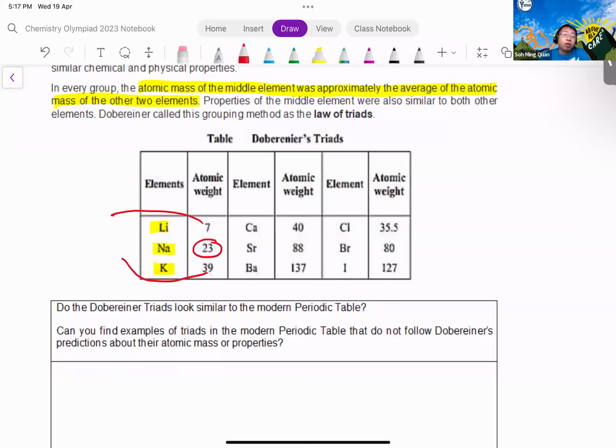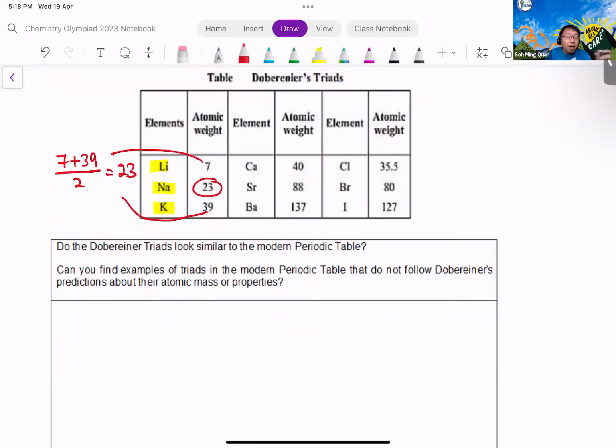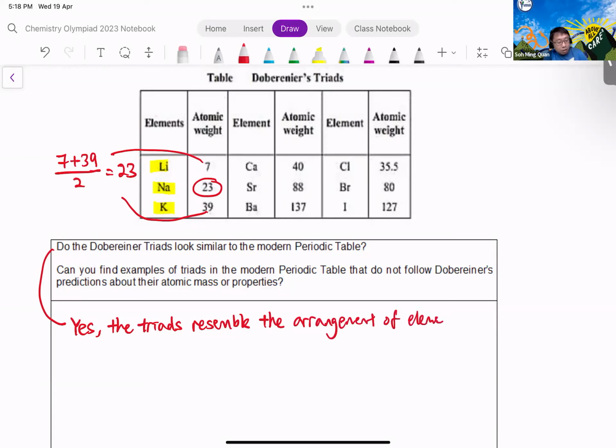So you realize that lithium, sodium, potassium, it formed a triad. Then you had calcium, strontium, barium. Then you had chlorine, bromine, iodine. They kind of form a triad. So of course, now with the benefit of hindsight, if you look back, do the Dobereiner triads remind you of the modern periodic table? I hope the answer to this is yes. The triads resemble the groups, right? It resembles the arrangement of elements in the groups.